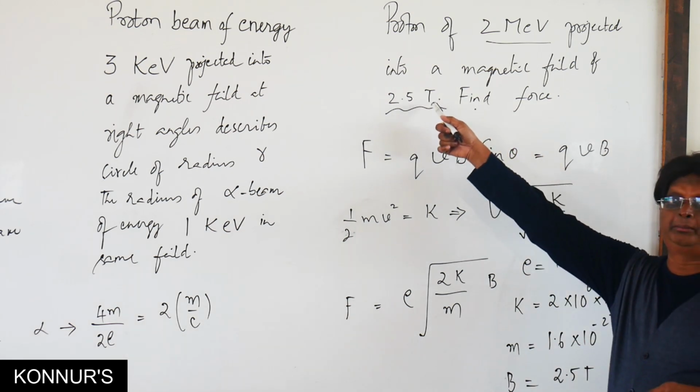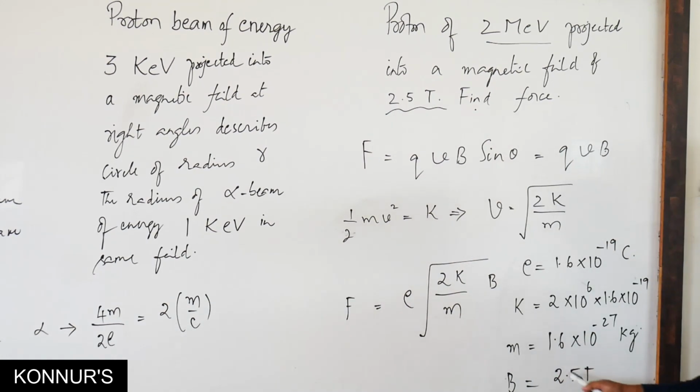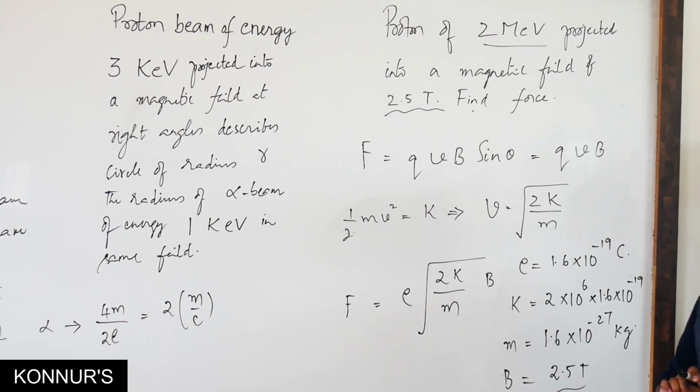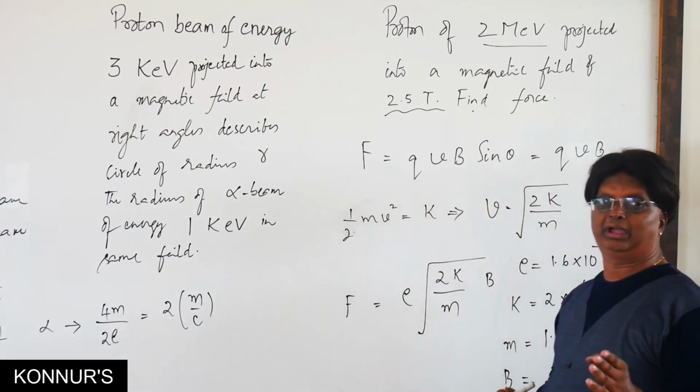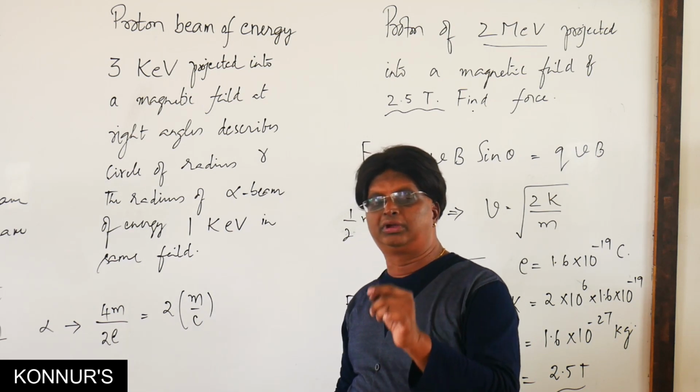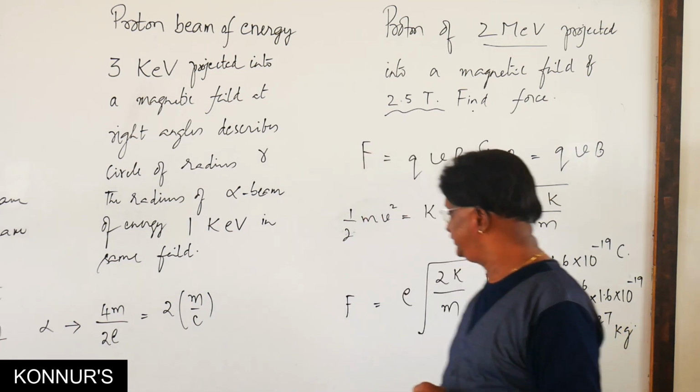No subparticles here, 2.5 tesla only. Now the point is the calculation. And as I have told you, when you are doing the calculation, the most important thing will be the order. What order you get is very important. Options will definitely help you.